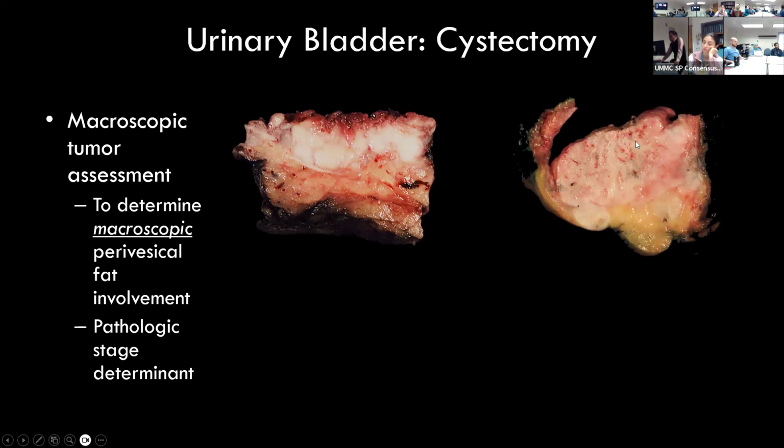In contrast, in this case, you can see there is a large obvious nodule, which is clearly beneath the plane of the muscularis propria. In fact, in this case, you can't even see any muscularis propria because the whole thing has been replaced with tumor. Here you can confidently say there is macroscopic tumor involvement of the perivesical adipose tissue, which will be so useful to the pathologist who will then call it pT3b. Okay.